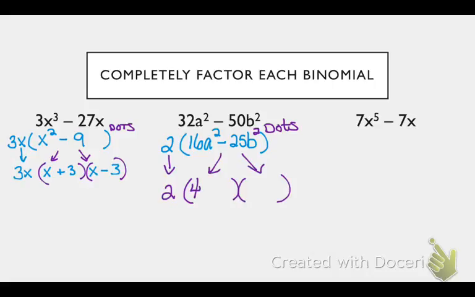The square root would be 4a. One is a plus, the other is a minus. Square root of 25b squared would be 5b. So there are my three factors.